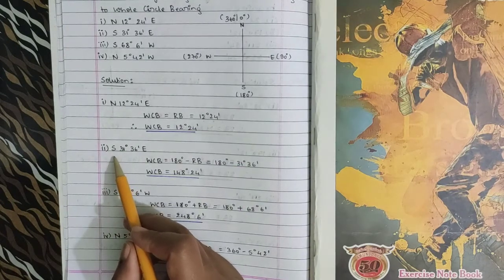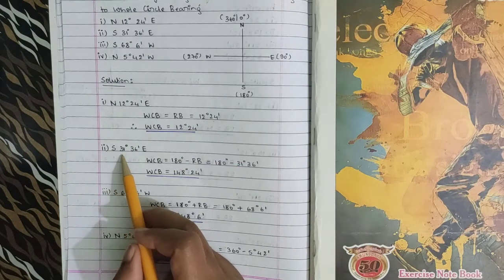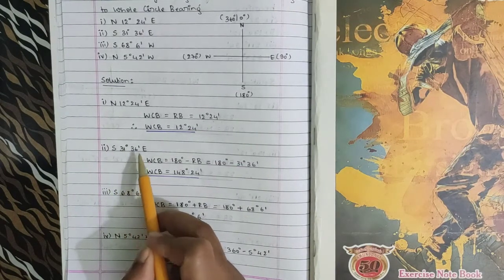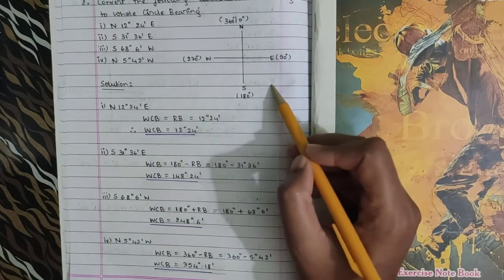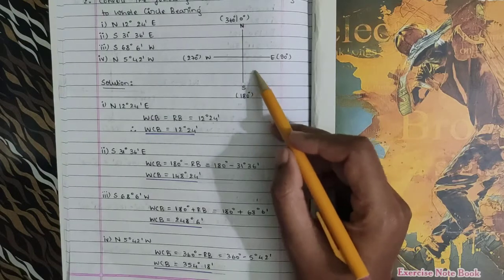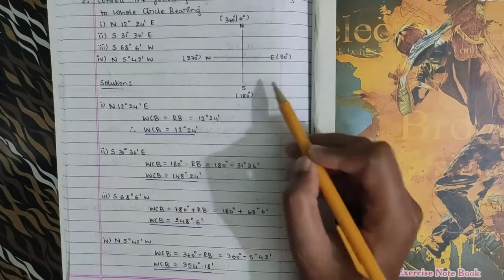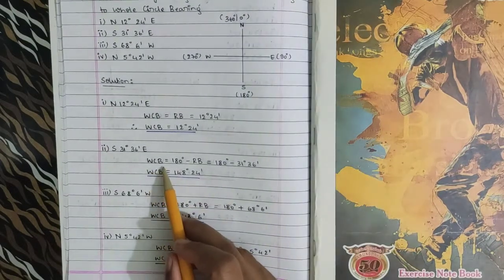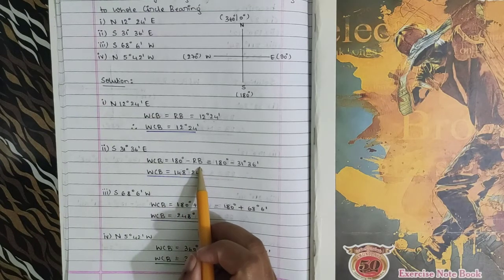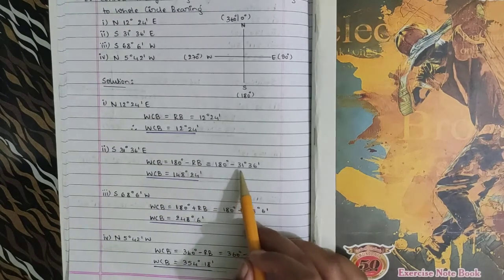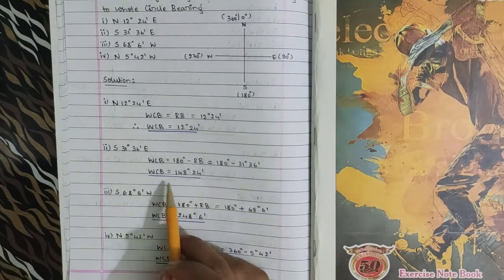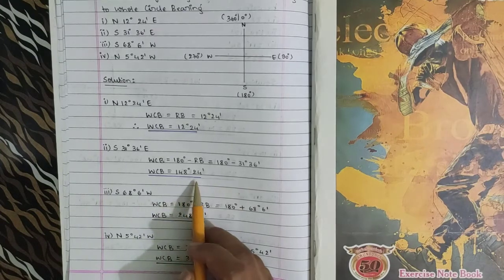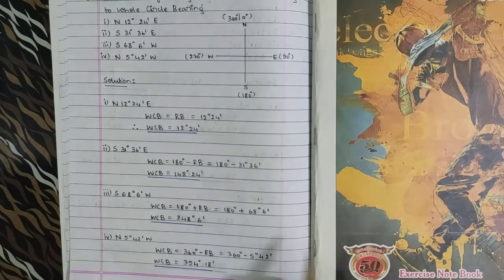Then coming to the second bearing, south 31 degree 36 minutes east. South east is in the second quadrant. So if the given bearing is in the second quadrant, we have this rule: whole circle bearing is equal to 180 degree minus reduced bearing. Given reduced bearing is 31 degree 36 minutes, then the whole circle bearing you will get as 148 degree 24 minutes.